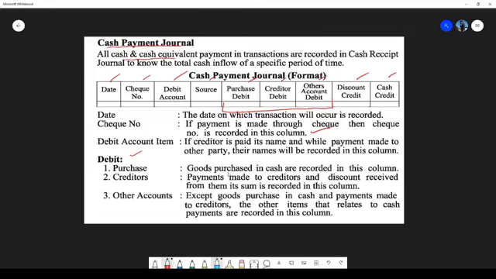Goods purchased in cash are recorded in this column. So whatever goods you have purchased with cash will be recorded in this column. And creditors, payments made to creditors and discount received from them are recorded in this column. So if you were making payments to your creditors, those amounts will come in this column. And other accounts, except goods purchased in cash and payment made to creditors, other items that relate to cash payment are recorded in this column, like the previous one. Let's move forward.